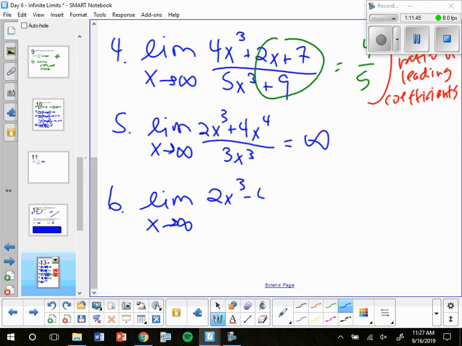What if I took that same problem and changed it to that? Now what's bigger, the top or the bottom? Which one is growing faster? The top is still growing faster, but if you substituted in 1,000,000, your numerator would be negative, and your denominator would be positive. So what's this going to? Negative.